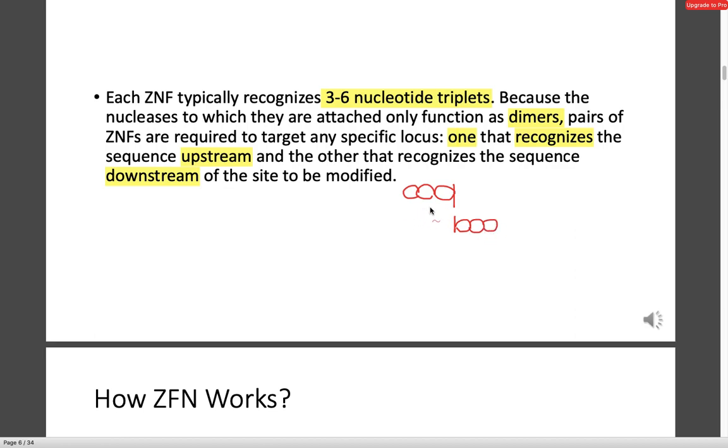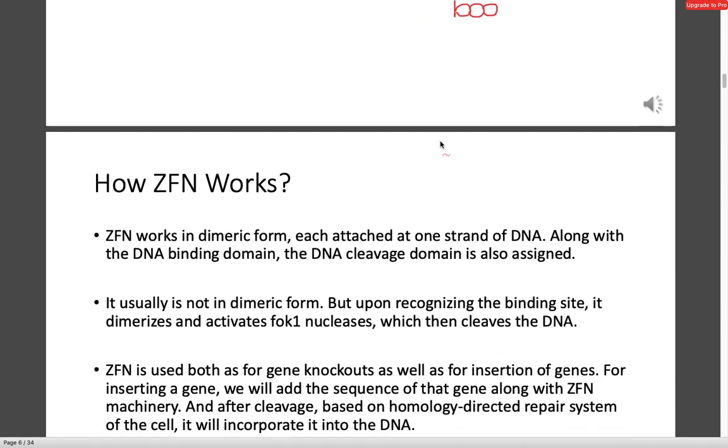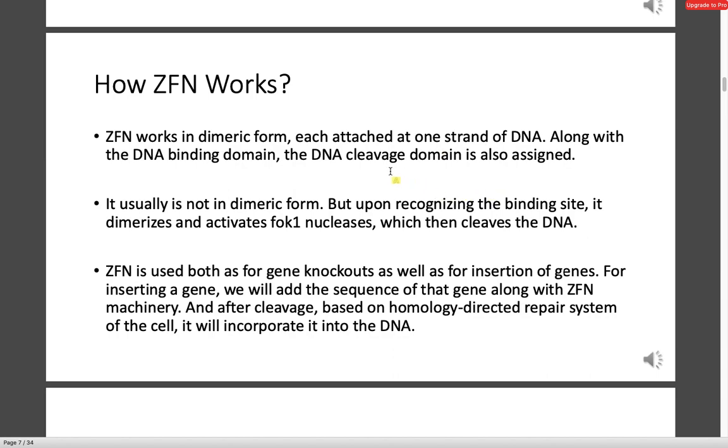ZFN works in dimeric form, meaning in pairs, a dimer. Each is attached to one strand of DNA along with the DNA binding domain. The DNA cleavage domain is also assigned. It's usually not in dimeric form, but upon recognizing the binding site, it dimerizes and activates the nuclease. So in normal condition, the ZFN does not work as a dimer, but whenever it recognizes the sequence of interest, it will form a dimer in order to work. ZFN is used both for gene knockout as well as insertion.